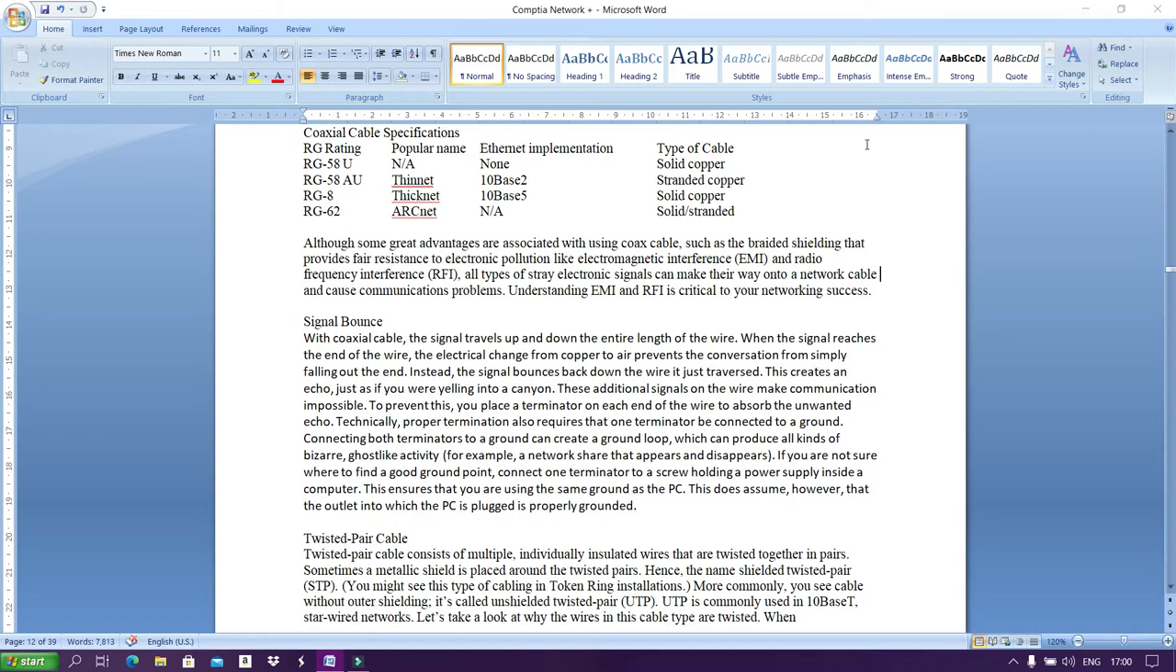Technically, proper termination also requires that one terminator be connected to a ground. Connecting both terminators to a ground creates a ground loop, which can produce all kinds of bizarre ghost-like activity, for example, a network share that appears and disappears. If you are not sure where to find a good ground point, connect one terminator to a screw holding the power supply inside a computer. This ensures that you're using the same ground as the PC. This does assume, however, that the outlet into which the PC is plugged is properly grounded.